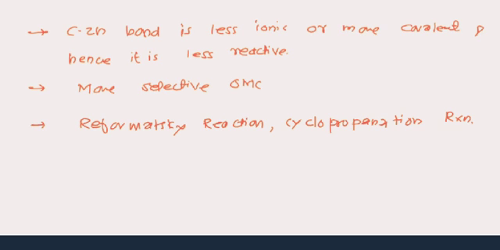Now, how to prepare this reagent? Preparation of organozinc. So basically, there is one reaction called the Frankland reaction. By using that reaction, we can prepare the organozinc.